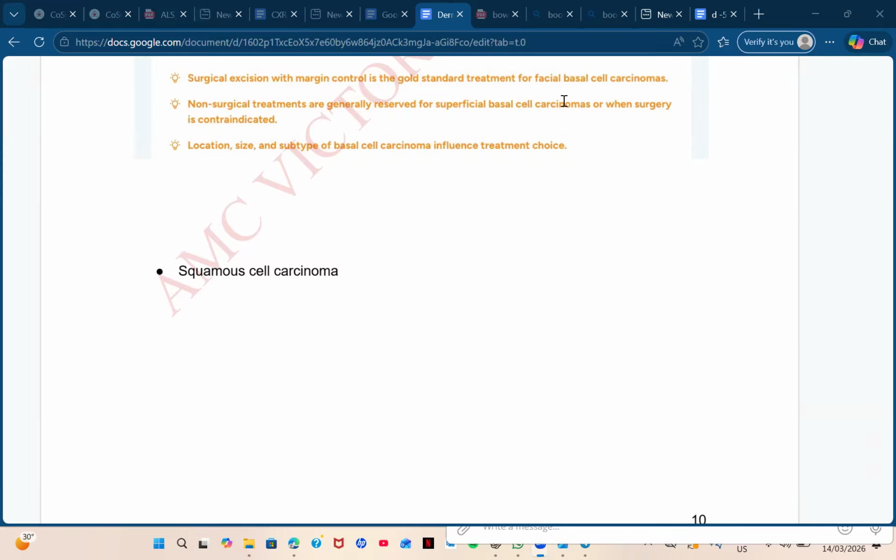Okay. So now tell me, how does a typical squamous cell carcinoma present?